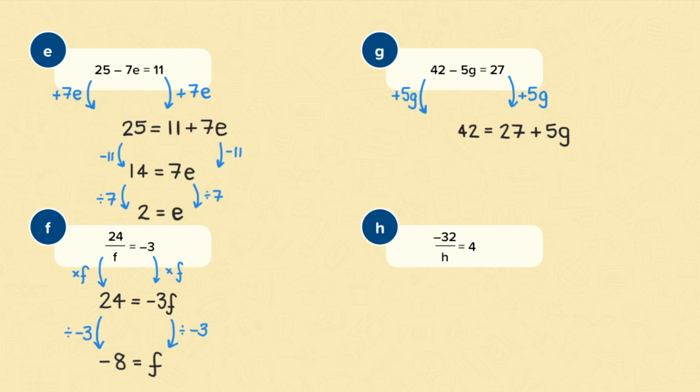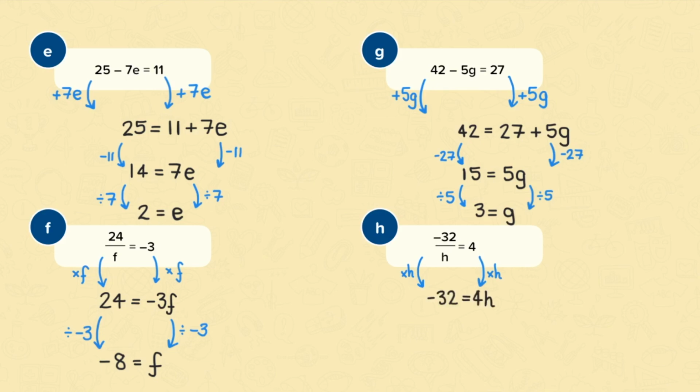Then we take away 27 from each side. 15 equals 5g. Finally, we divide both sides by 5 to find 3 equals g. Question H. Negative 32 divided by h equals 4. We multiply both sides by h and get negative 32 equals 4h. Finally, we divide both sides by 4 to find h equals negative 8.